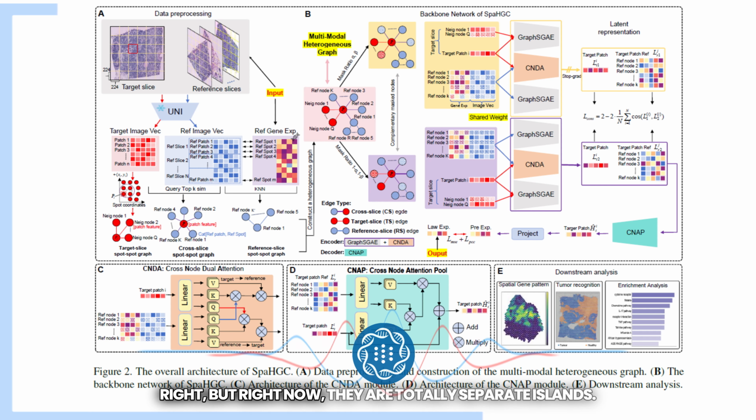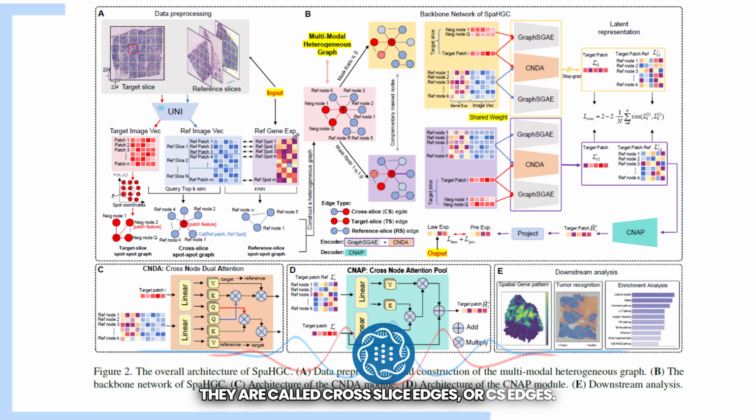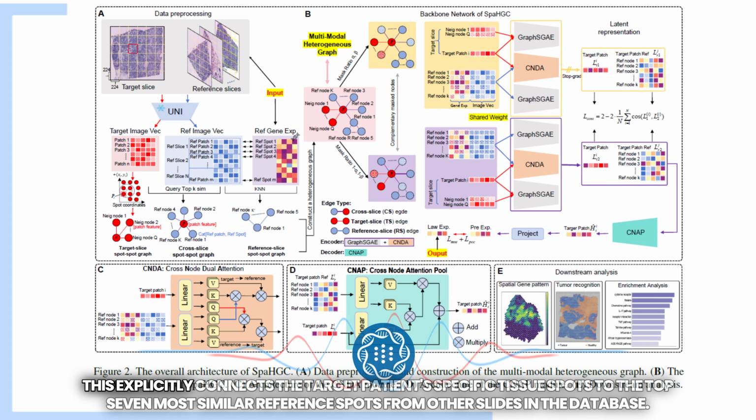Right. But right now, they're totally separate islands. How do they actually talk to each other? That is the third connection, and it is the vital bridge of the entire framework. They are called cross-slice edges, or CS edges. Okay. This explicitly connects the target patient's specific tissue spots to the top 7 most similar reference spots from other slides in the database.